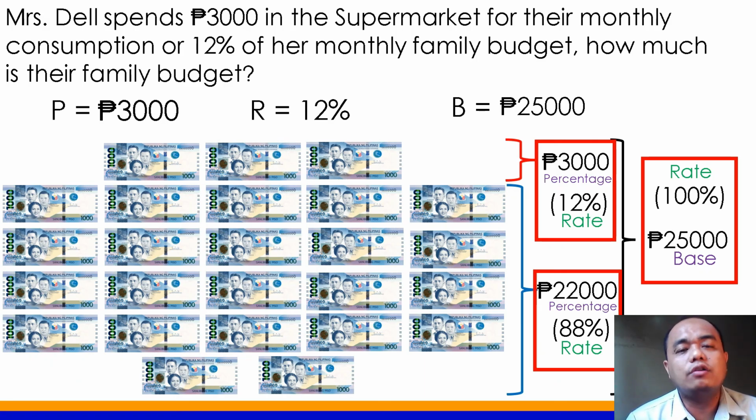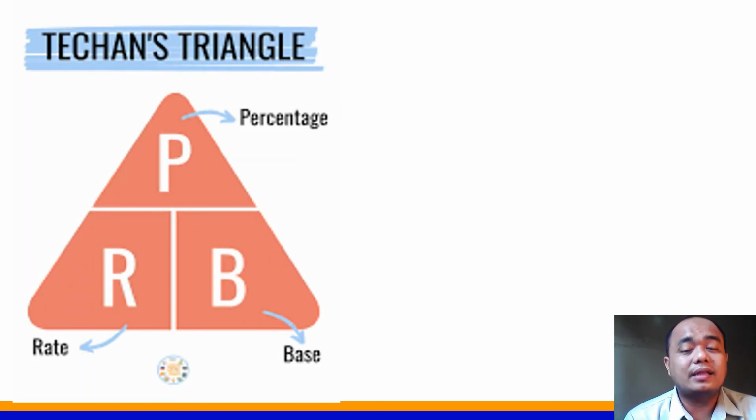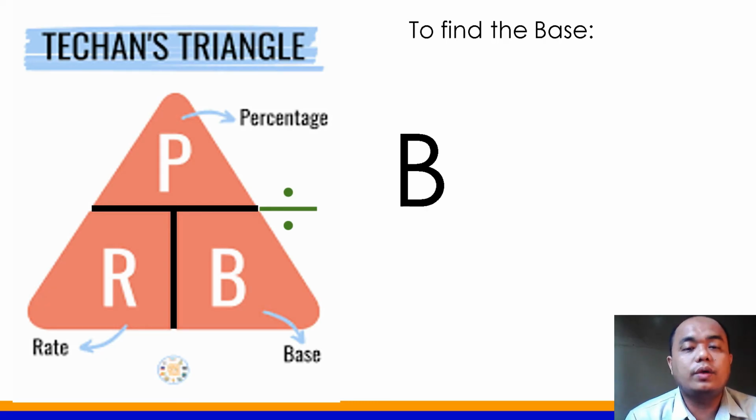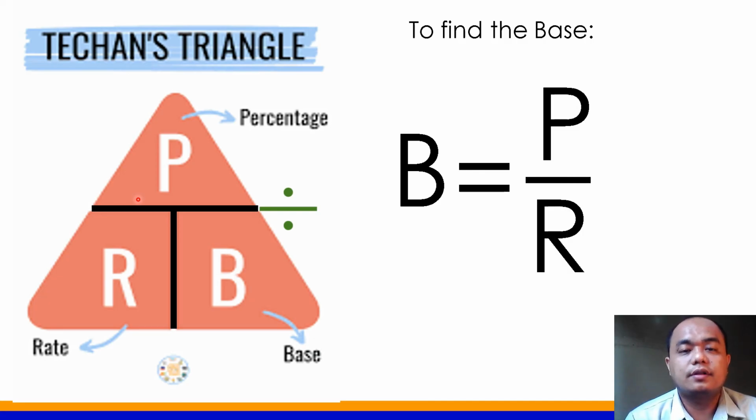So I hope, class, you have now the idea about the relationship of the percentage, the rate, and the base. Okay, again, para mas madali mong matandaan yung mga formula, you can use the teacher's triangle. Again, this line represents division and this line represents multiplication. So since we are looking here for the base, then we use base here, and then we use this line, and that is division. Yung P natin, i-divide natin sa R. That's base, percentage, and that's rate. Okay? So I hope you could remember the formula about finding the percentage, the rate, and the base by using this triangle.